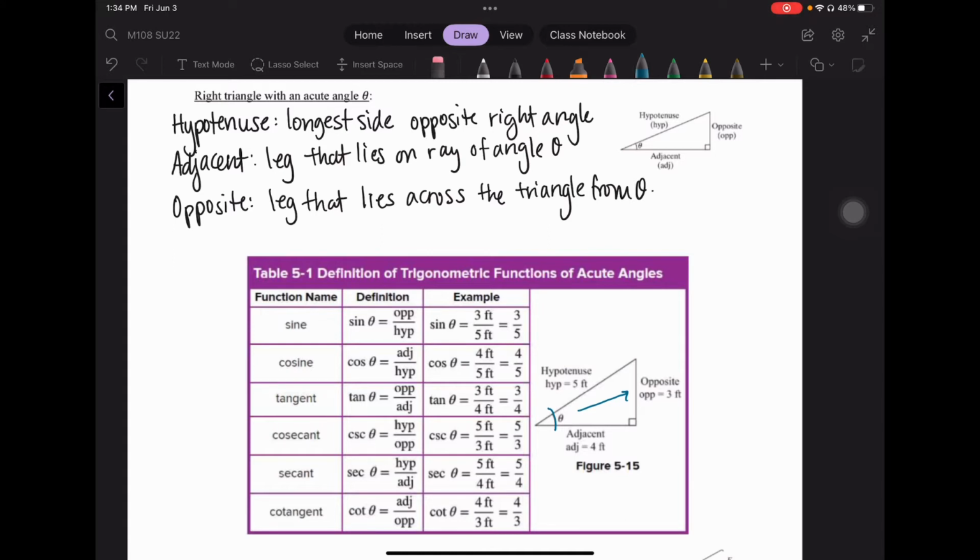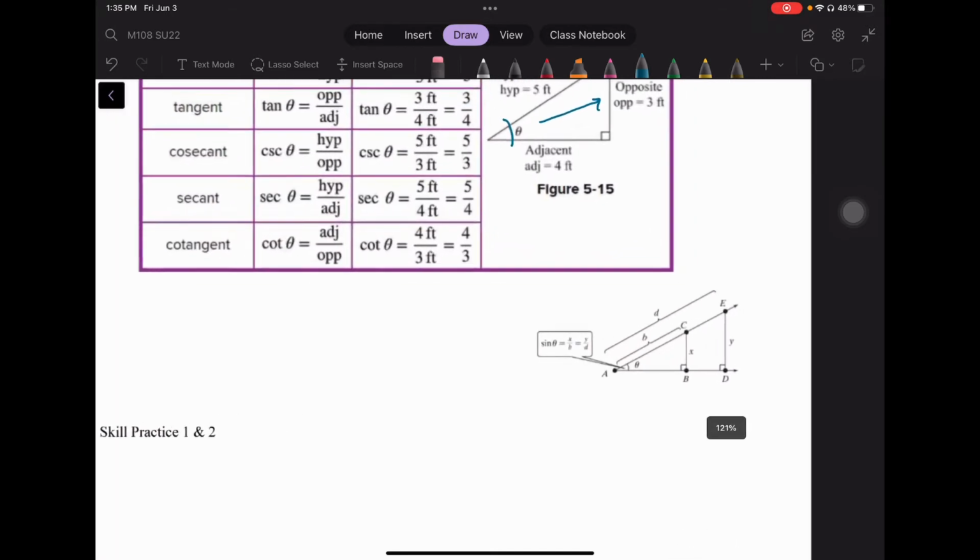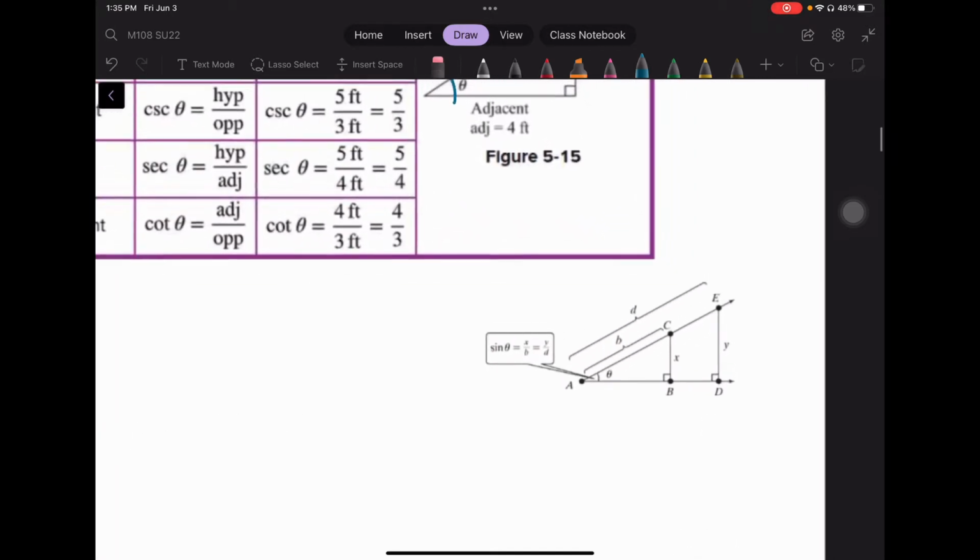An acronym that people use to remember these trigonometric functions, or just the first 3, is SOHCAHTOA. And that represents sine, which is opposite over hypotenuse, cosine, which is adjacent over hypotenuse, and tangent, which is opposite over adjacent.